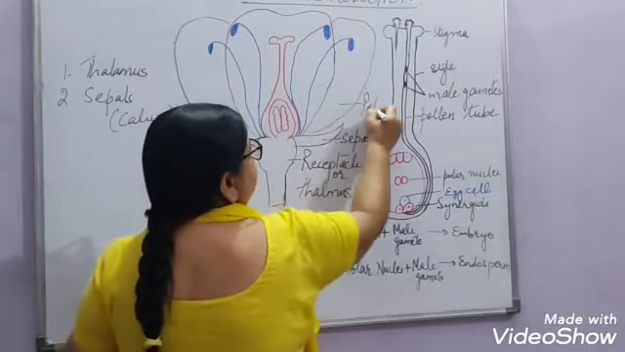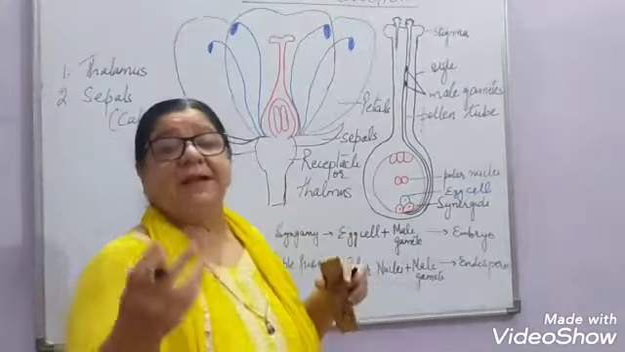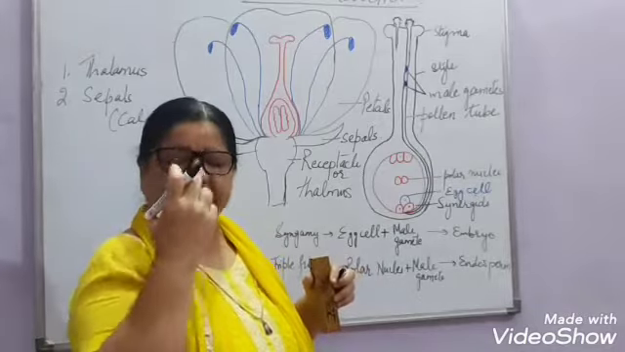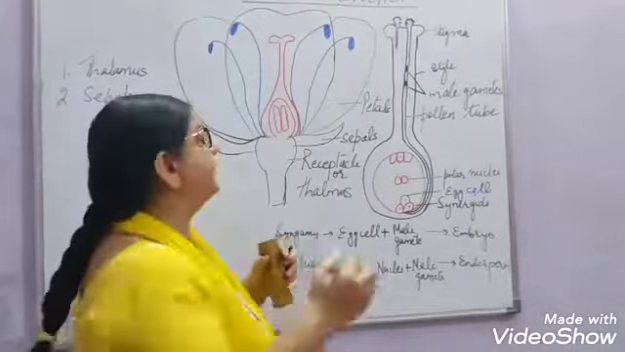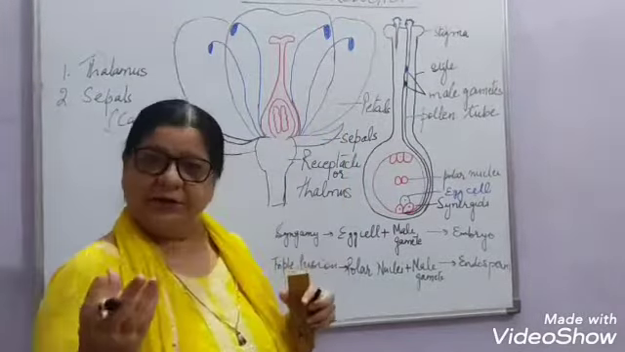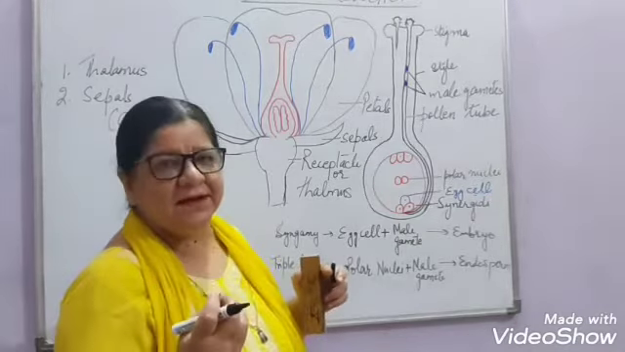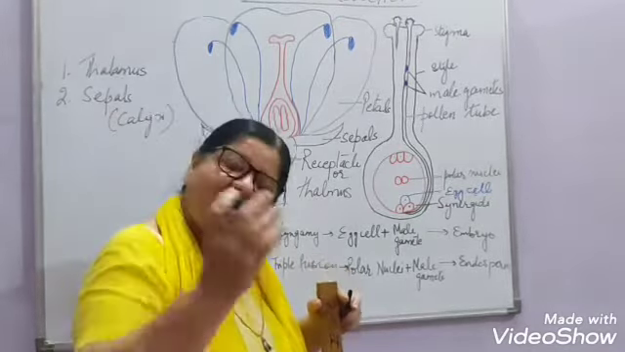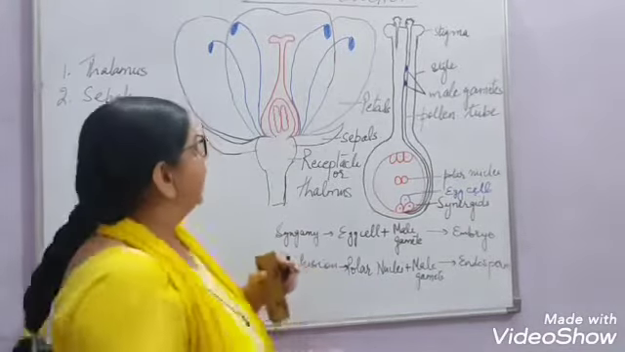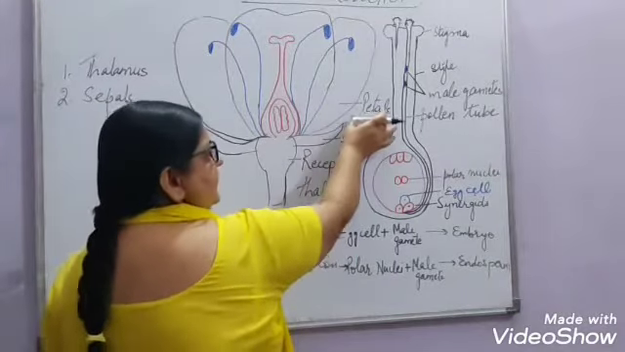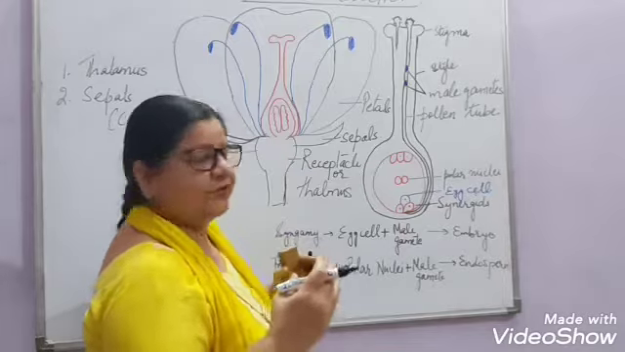These are the petals. Petals are the colored part of the flower. Because it is brightly colored, this attracts the insects. And then these are scented also, right? So this scent and the beautiful colors of the petals attract the insects for pollination, right? This is the main function of the petals.